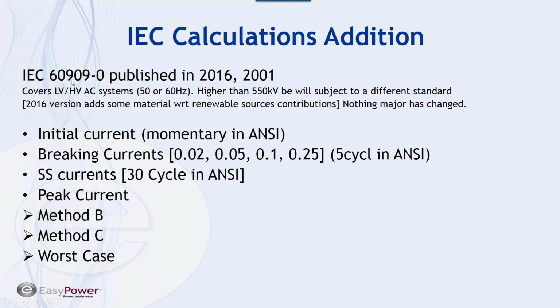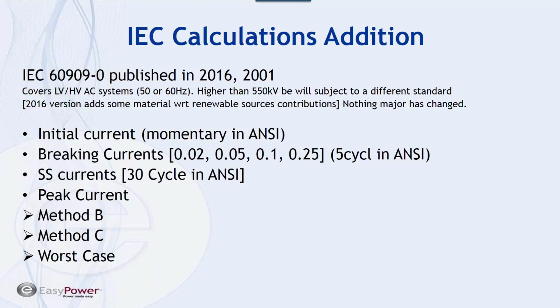So 60909 had a version in 2001. Recently the 2016 version came out. We are compliant with both. I would say that primarily we started the project based on 2001. For 2016, I'm going to read it off this line here. It adds some material with regard to renewable sources contributions.